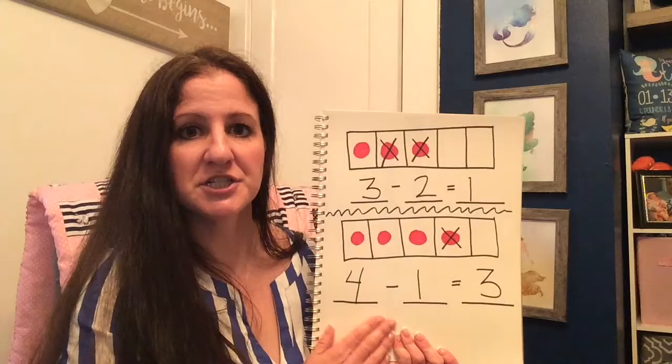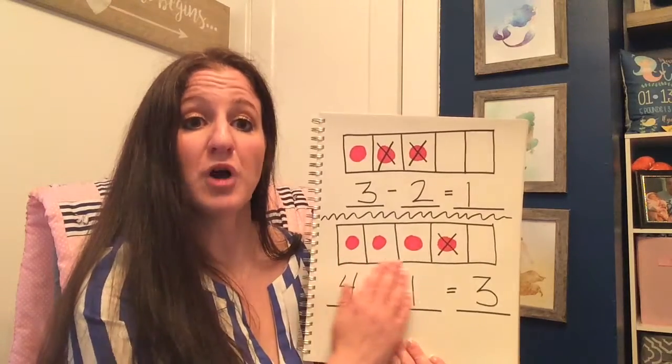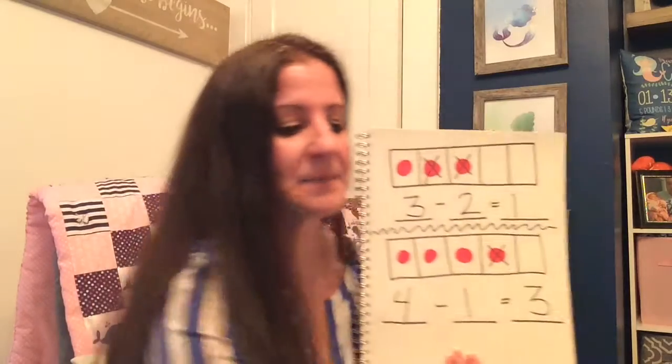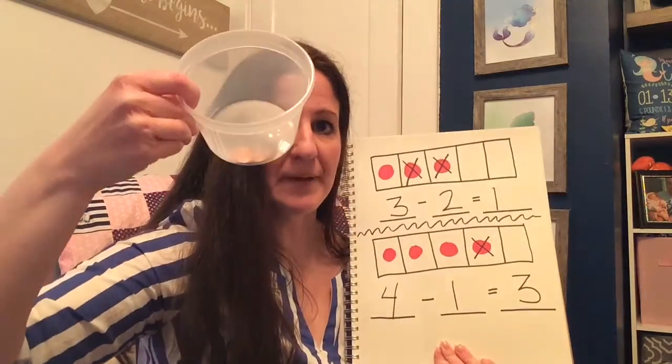Now another strategy or thing that you could do at home would be to draw yourself a blank 5 frame, which is just a box with 5 slots in it, and then use pennies. So I have some pennies here that you could use on your slot that you could just fill in and then physically take them away, and that will help you too.